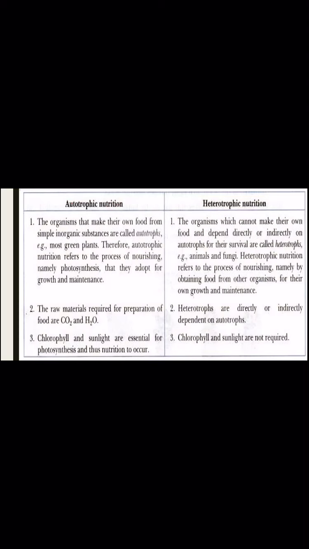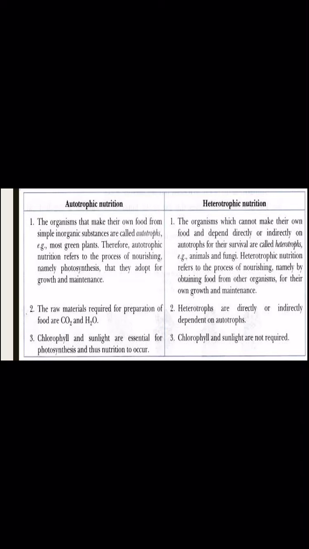So this is the basic difference. Auto means self. Hetero means dependent on someone. So please tell me, are we autotrophs or heterotrophs? Yes, we obviously prepare our food in the kitchen, but we are not preparing the raw food itself. That has been prepared by the plants, and we are dependent on the plants. We are just cooking the plants. We are heterotrophic organisms, we are heterotrophs. The animals are heterotrophs, which cannot prepare their own food and are dependent on the autotrophs for food.